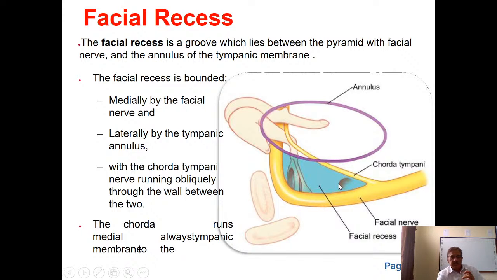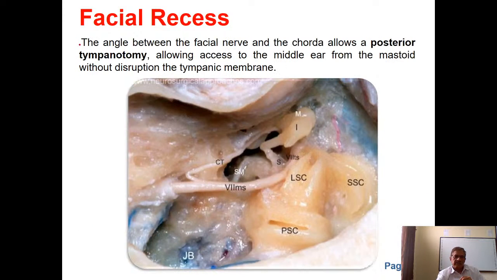So from the mastoid region, you come into the mastoid and then drill the mastoid, the posterior segment, between the facial nerve and the chorda tympani, and then you come into the middle ear cavity. And this is the approach which is important for the cochlear implant. So that is what the facial recess is. That is the importance of the facial recess.